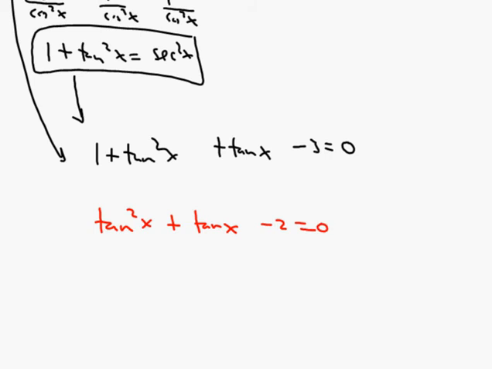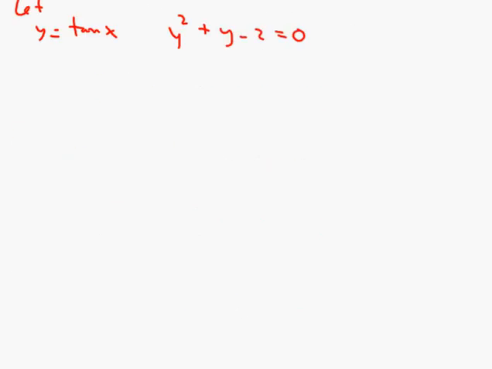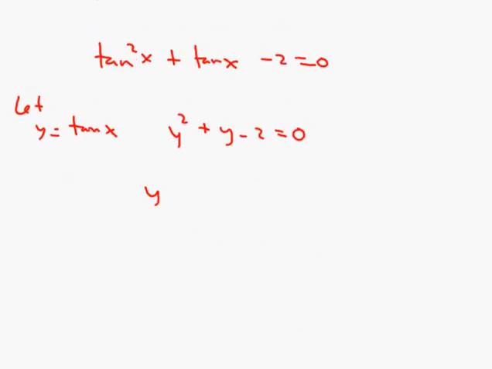Okay. Now if you want, you can start off by saying let y, or some other variable you like, equal tangent x. If we do that, we get y squared plus y minus 2 equals 0. And you should try and factor that. I think it does, right? You get y plus 2, y minus 1. That'll do it, because negative 1 times 2 gives you negative 2, but they add to the positive 1 that you wanted in the middle.